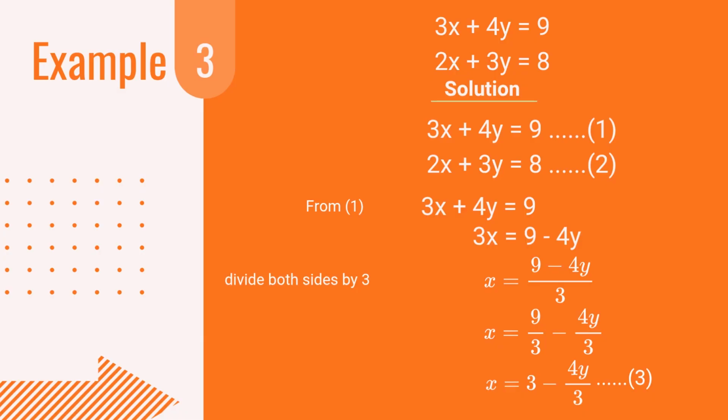Now, example 3. We have 3x plus 4y equals 9 and 2x plus 3y equals 8. Solution: the first step is to name your equations. So, we name 3x plus 4y equals 9, equation 1. And name 2x plus 3y equals 8, equation 2.